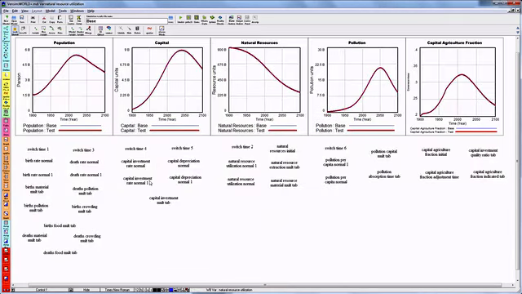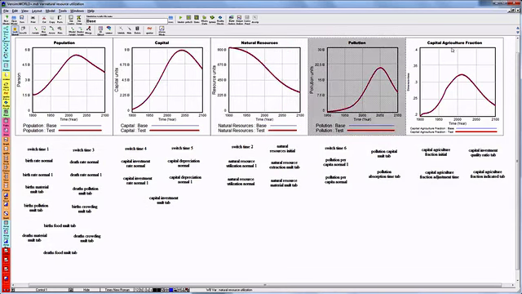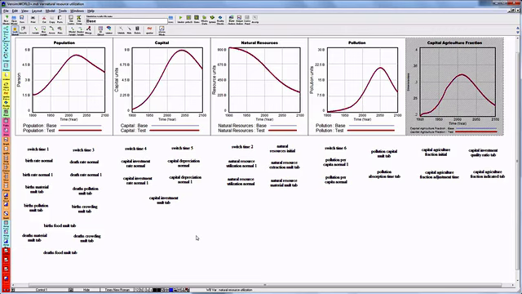Then we have a couple of control panels. So this one's designed to essentially let us see all of the states of the model. So we've got population, capital, resources, pollution, and the capital agriculture fraction. It's nice that this is a small enough model to be able to do this. And then we have all of the parameters. So when we turn this model on in Synthesim in a moment, we'll be able to play around with everything at once.